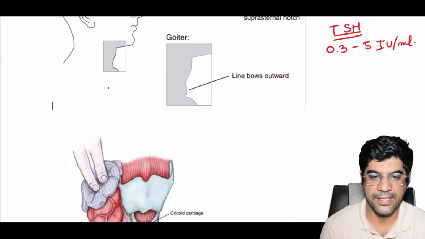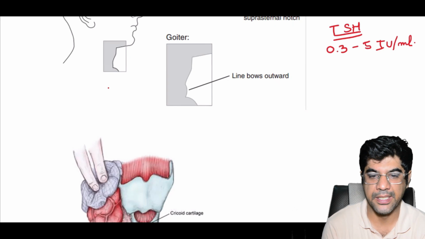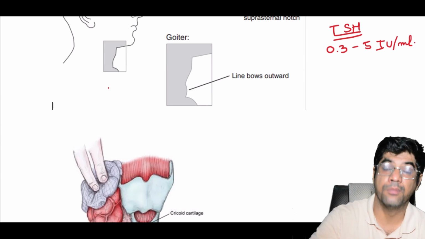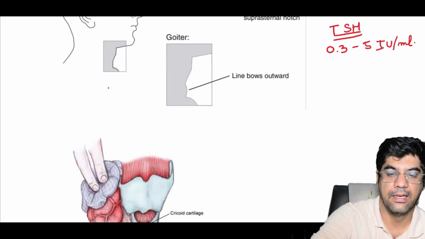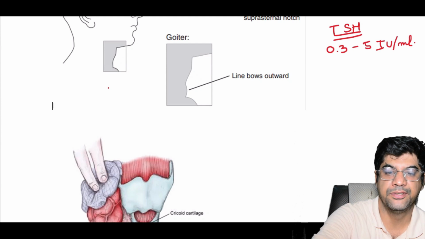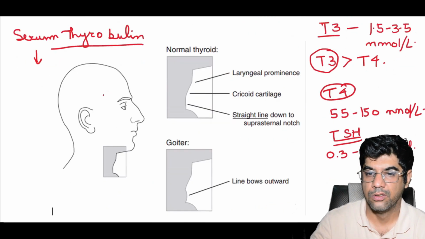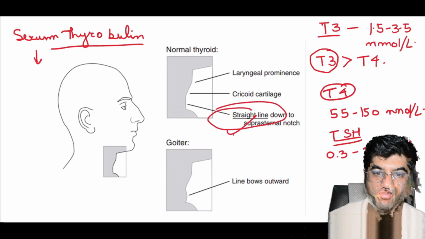So you can check the duration, progress and rate of growth. Investigate symptoms like dyspnea, dysphagia, hoarseness of voice. You can inspect the swelling, the extent of swelling. The swelling is observed generally in the front of the neck. Remember, this swelling generally extends from the suprasternal notch to the thyroid cartilage.